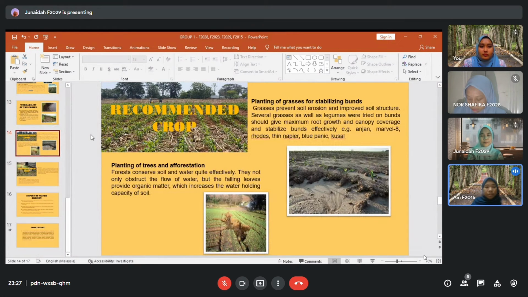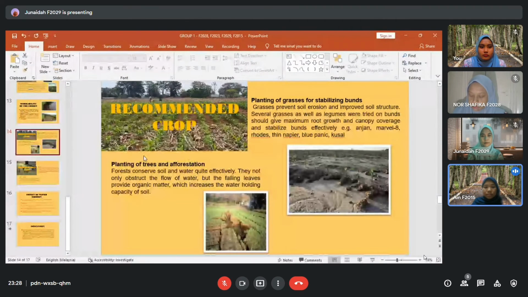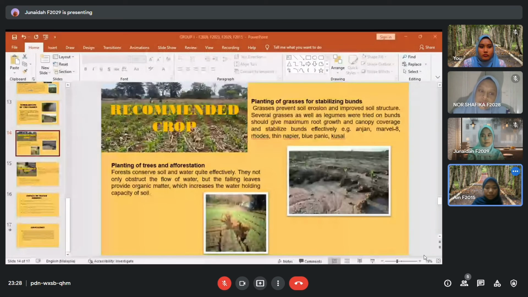I will explain about recommended practices. First, planting of grasses for stabilizing bunds. Grasses prevent soil erosion and improve the soil structure. Several grasses as well as legumes were tried on bunds, and they should give maximum root growth and canopy coverage and stabilize the bund effectively.